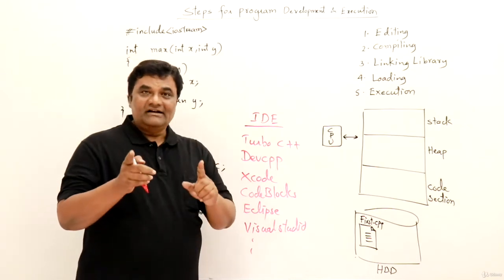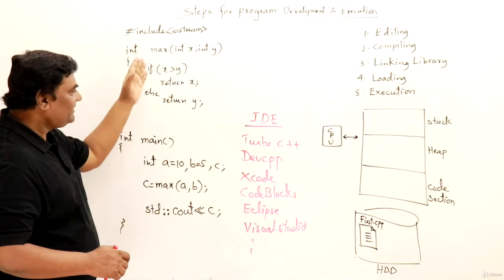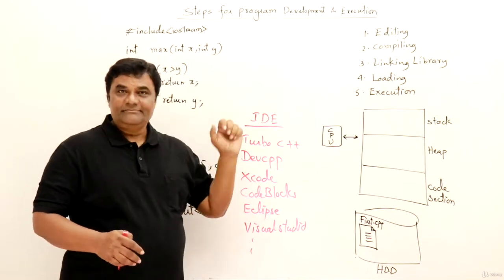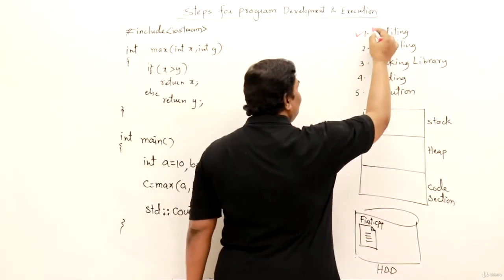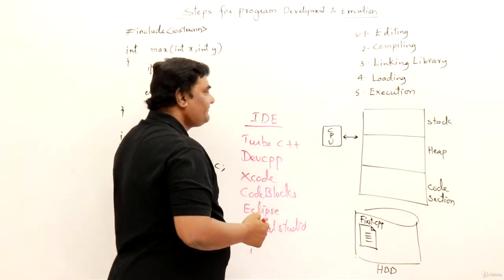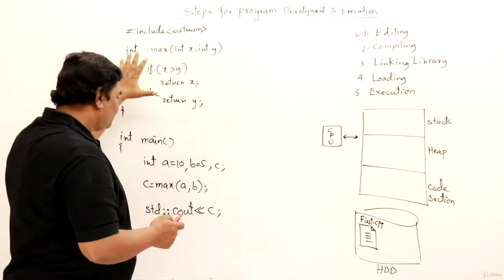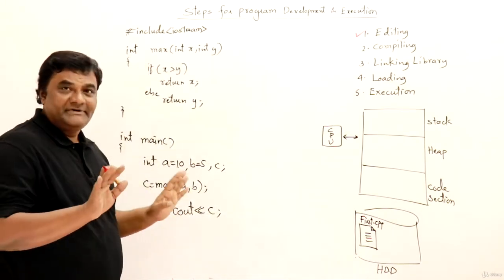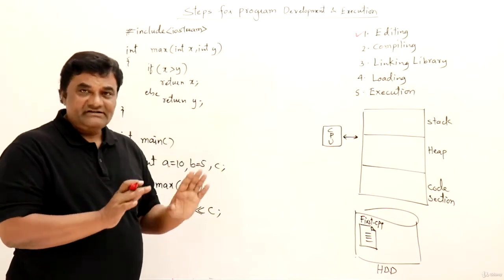So in that IDE, we write the program. An example program I have already taken here. Suppose I have written the program. So editing is over. We have finished with editing. Now next, compiling. I'll remove this. Next step is compiling. Suppose I have written this program. I'm not going to explain the program, as we will be doing this in the next section. So just a program is there.